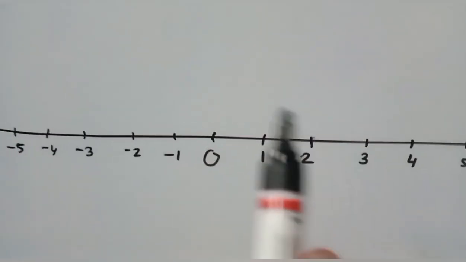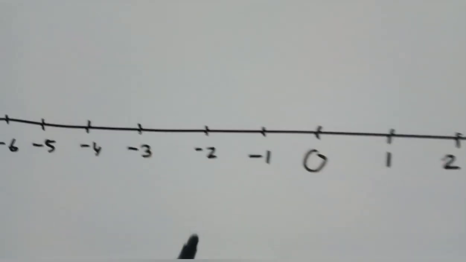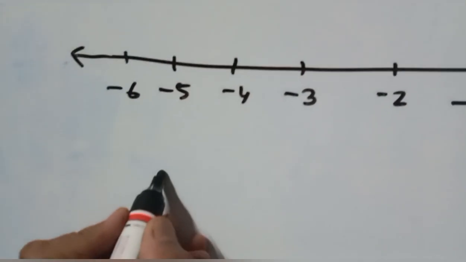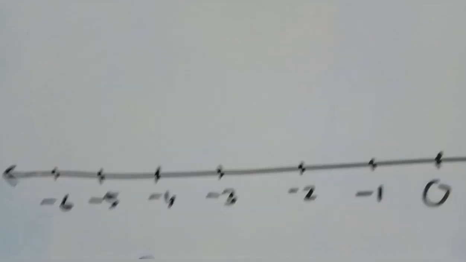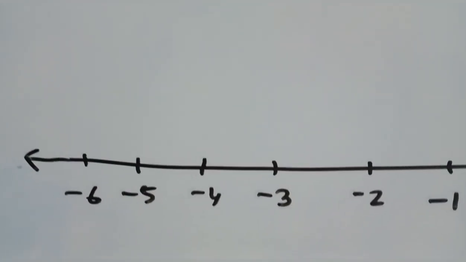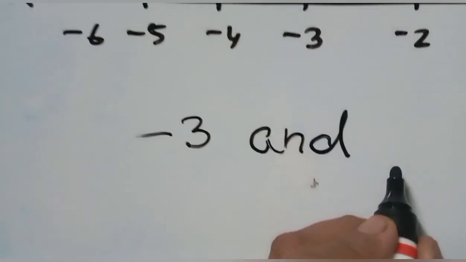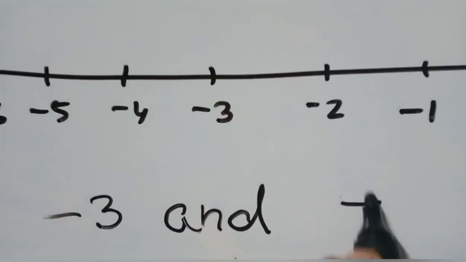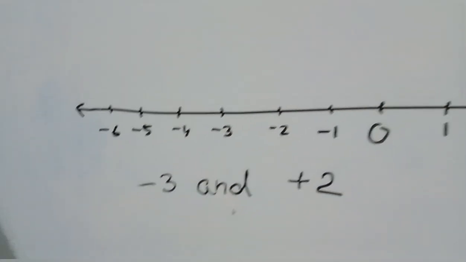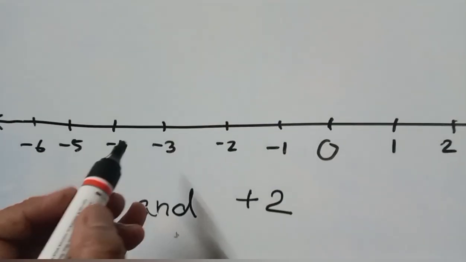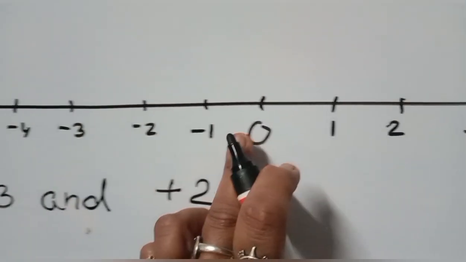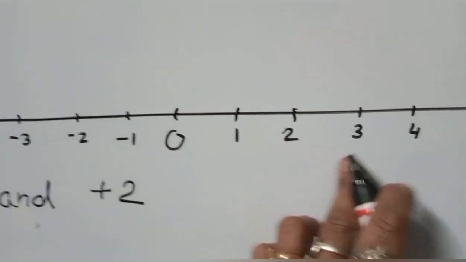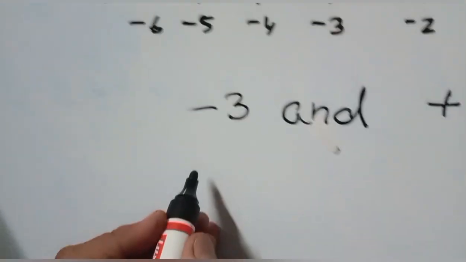Now, if I tell any of you to write the numbers between minus 3 and plus 2, just see what are the numbers between minus 3 and plus 2. Just see, this is minus 3. After minus 3, minus 2, minus 1, 0, 1, 2. So we are going to write like that only.